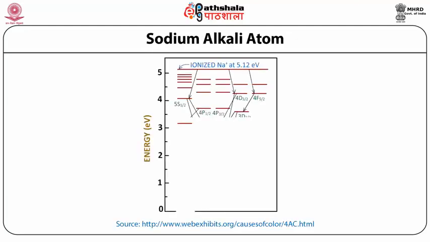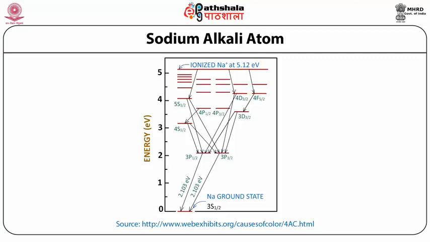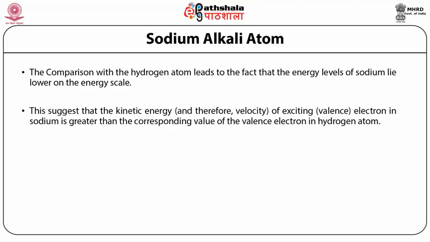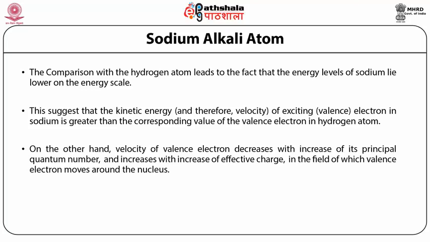The figure depicts the sodium alkali atom, its various transitions and various states. The comparison with the hydrogen atom leads to the fact that the energy levels of sodium lie lower on the energy scale. This suggests that the kinetic energy, and therefore velocity, of the exciting valence electron in sodium is greater than the corresponding value for the valence electron in the hydrogen atom. On the other hand, velocity of the valence electron decreases with increase of its principal quantum number and increases with increase of effective charge, in the field of which the valence electron moves around the nucleus.